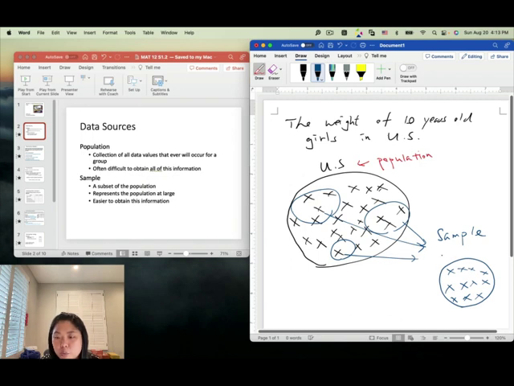And actually, after we collect the sample, it will be easier to obtain the information. It will be easier to collect all the weight of the 10 years old girls in the United States. So this is the idea for population and the sample. One more time, the population will be all the 10 years old girls in the United States, and then the sample will be just like here. This is going to be my sample.